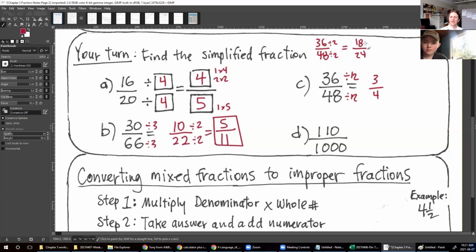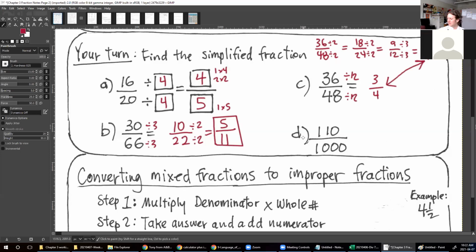I could divide again by 2 on that one. Both of these top and bottoms will divide by 2. So I'm left with 9 over 12. Can't divide by 2 anymore, but I bet you I can divide by 3. 9 divided by 3 is 3, and 12 divided by 3 is 4. Same answer. Slightly different way of getting there, but that's no problem.